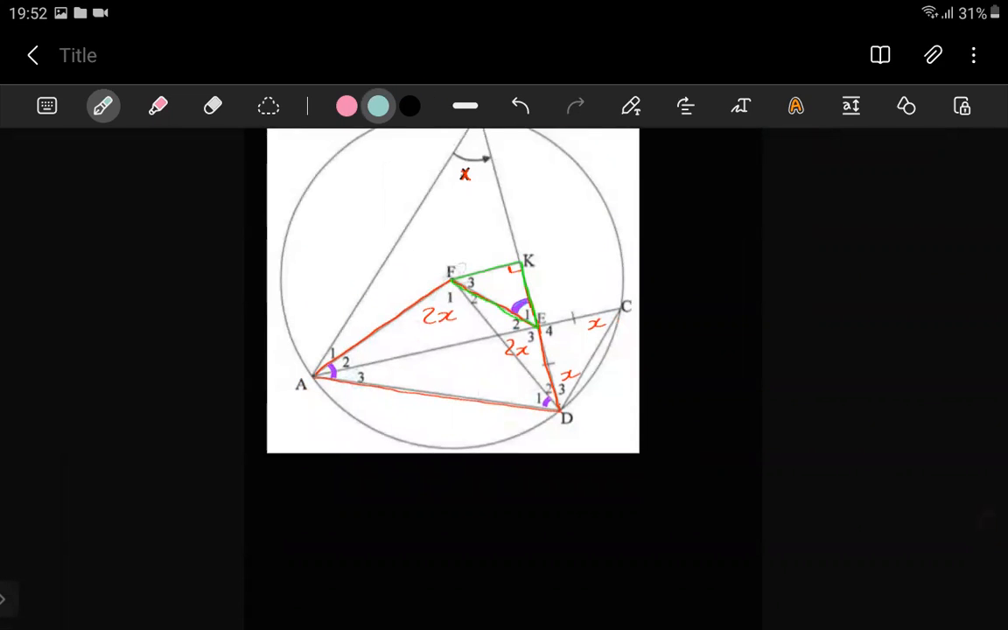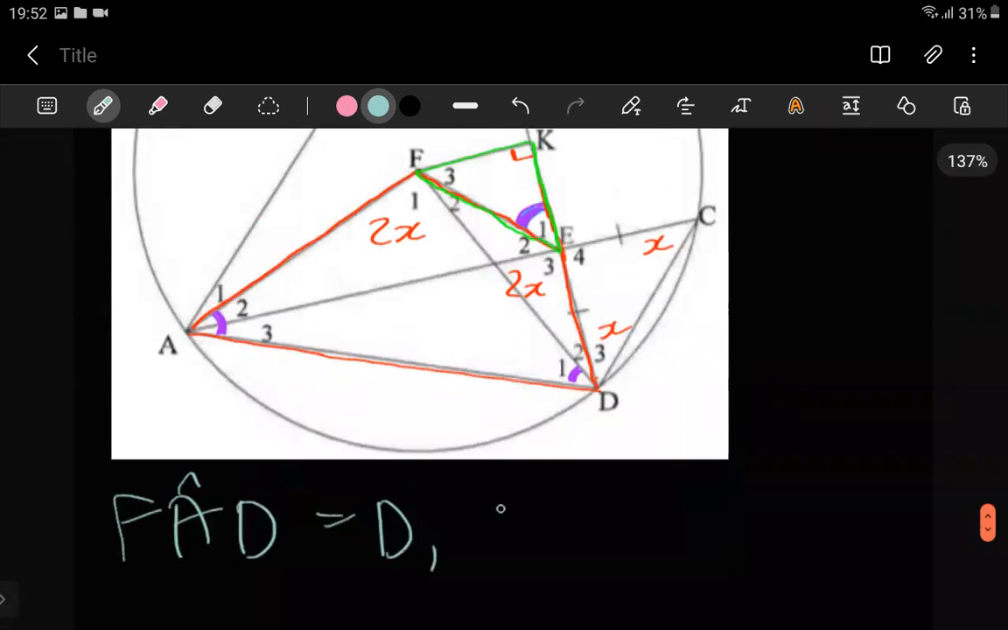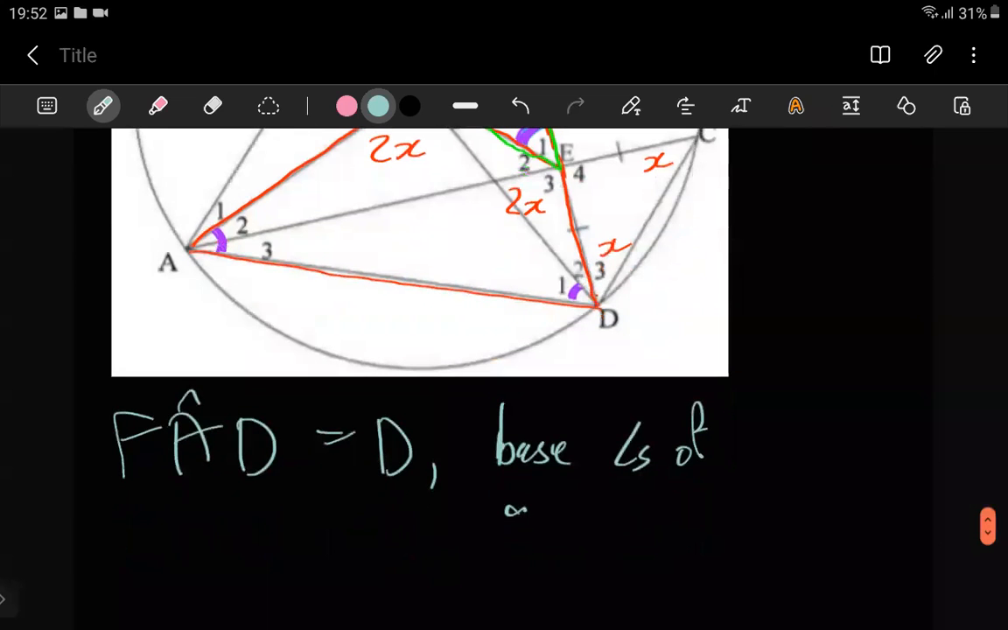So FAD is equal to D1. The reason is base angles of an isosceles triangle.